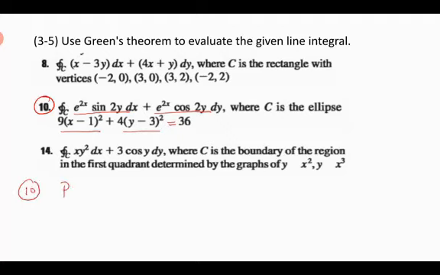What is P? e raised to 2x sine 2y. Q, e raised to x cosine 2y. We find Py. Integrate, or rather differentiate, with respect to y. Only this e power 2x will be remaining constant. When you differentiate sine 2y, you get cosine 2y.